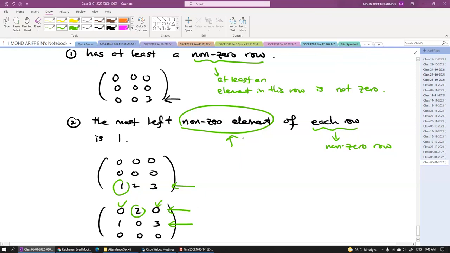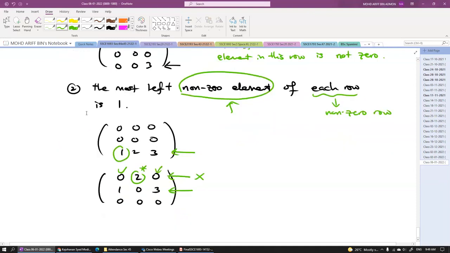So now take a look. Since the only non-zero element in this first row is 2, this 2 must actually be 1, it cannot be other than 1. So you have a problem here. This is not satisfying our condition number 2.